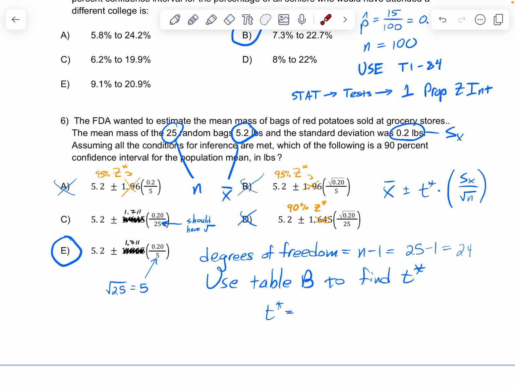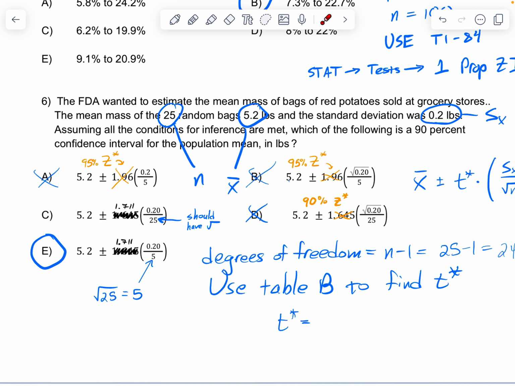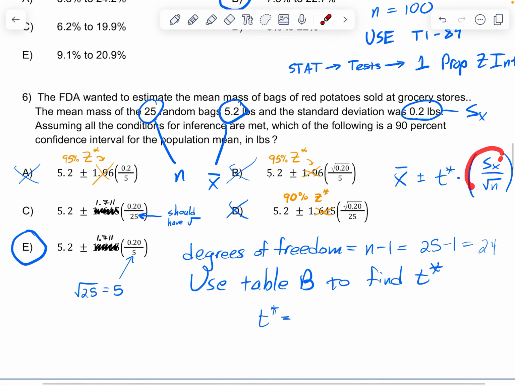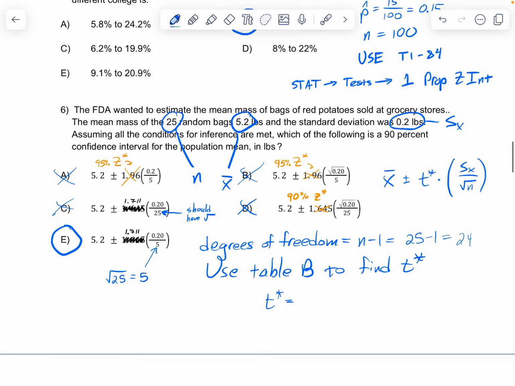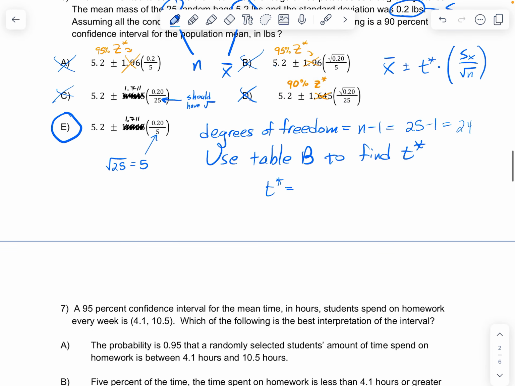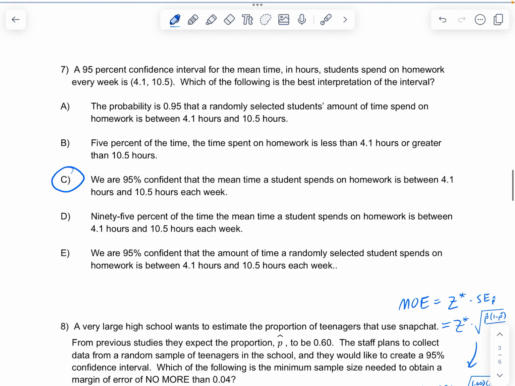So you're down to these 2, and we should be trying to do the standard deviation divided by the square root of n. So this one is wrong because it doesn't have the square root. It doesn't square root 25, but this one does. T star is 1.711.